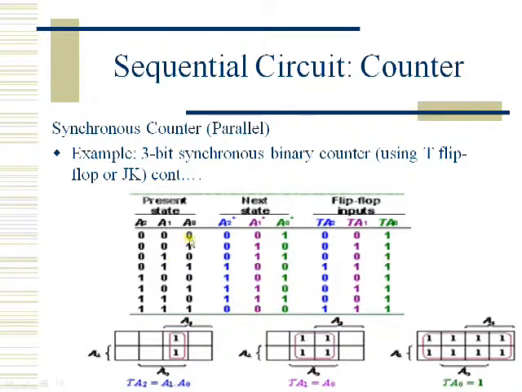Now we have to write the next state for each present state, so for 000, the next state is 001. In the same way I have written the next states for all these present states. After that we have to compare the present state with the next state. Now let us compare for TA0, that is, A0 is compared with A0 plus.